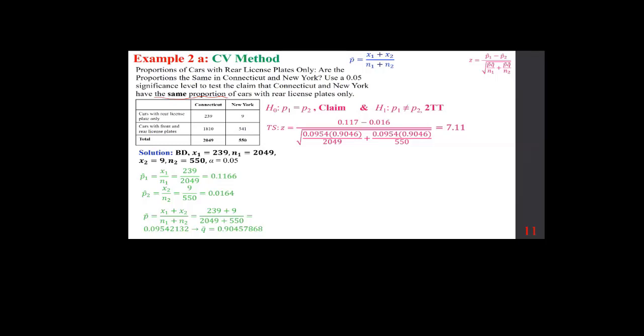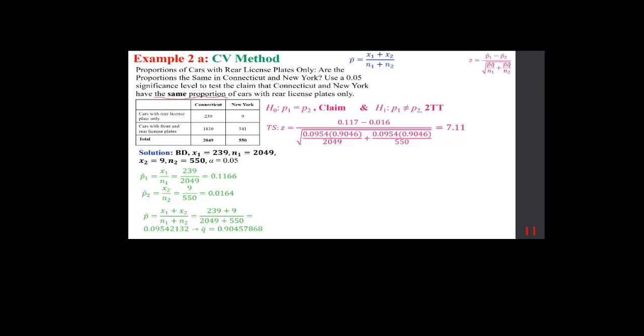We have to calculate P1 hat and P2 hat. We need those for the numerator of the test statistic. We need P bar and Q bar for the denominator of the test statistic. So the stuff at the bottom left in green must be calculated first and foremost before we go to the test statistic. After we do that, we plug in, and we end up with 7.11.